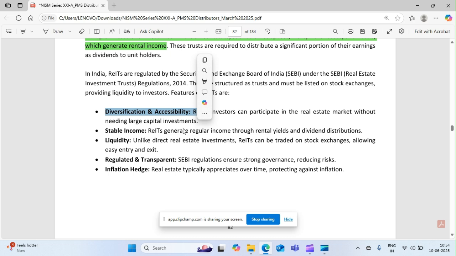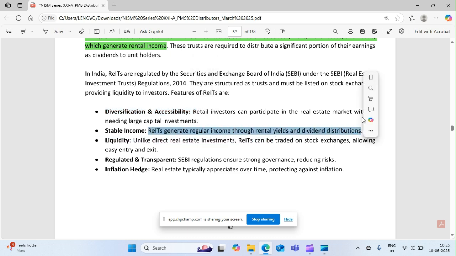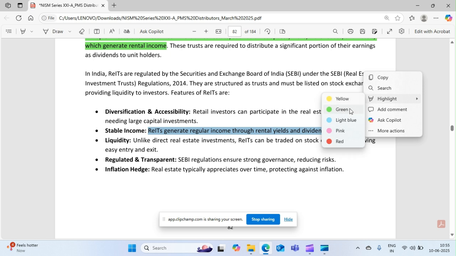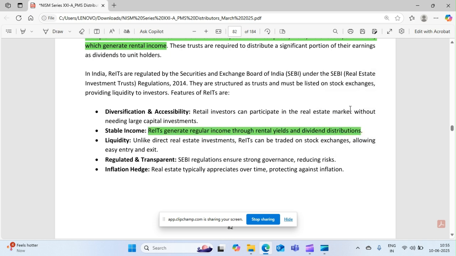They generate income from rental yields, right? So rental yield and dividend distribution. This is a very important point that you should know. REITs also can be traded on stock exchange. That is one additional benefit that they bring. While the underlying cannot be traded, REIT can be traded.